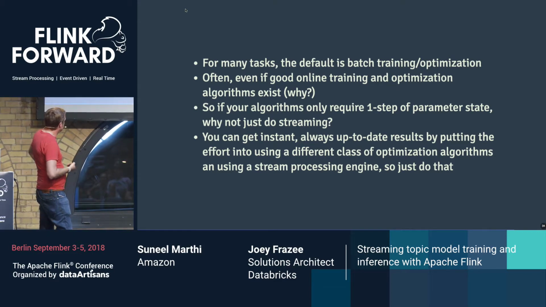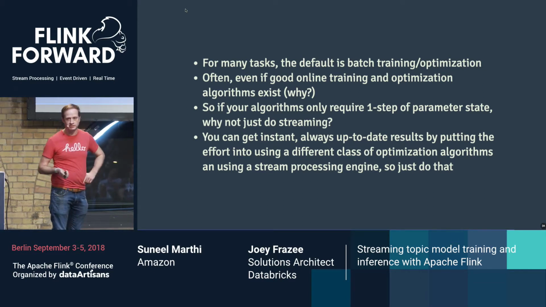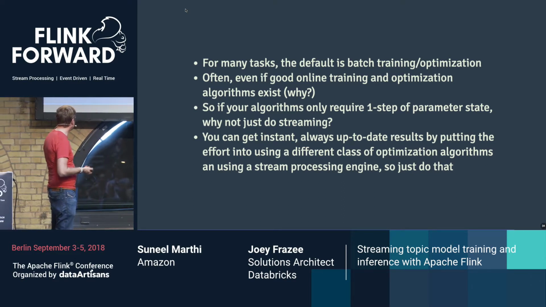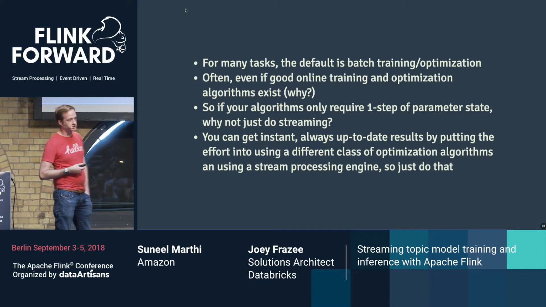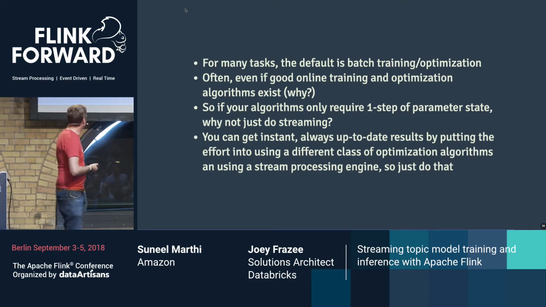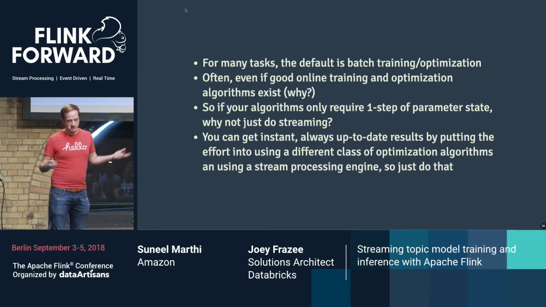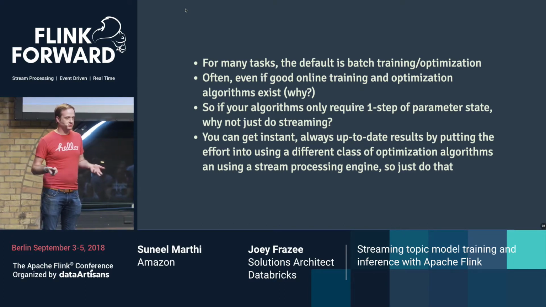So the question you should be asking yourself is, if I have dynamically changing document collections, then I should probably not be thinking about batch approaches. I should be thinking about online and streaming optimization algorithms. Most of these only require one step of parameter state. That's easy to keep track of, no big deal. And then you get additional payoffs, because you'll have instant, always up-to-date results. The hard part is just putting the effort into learning a new class of algorithms.